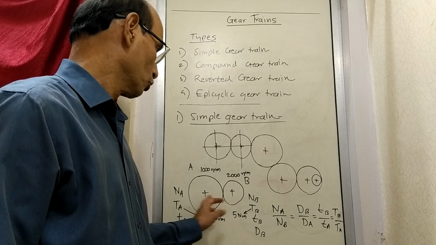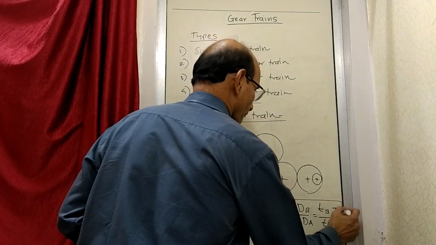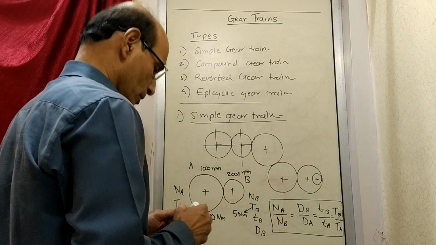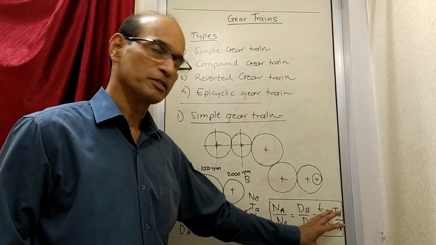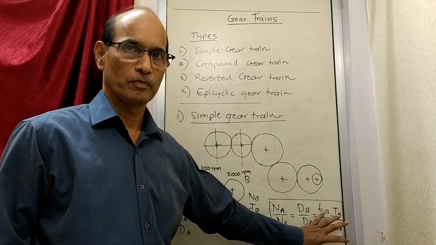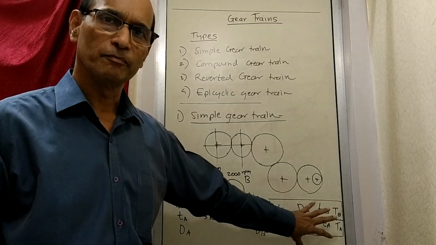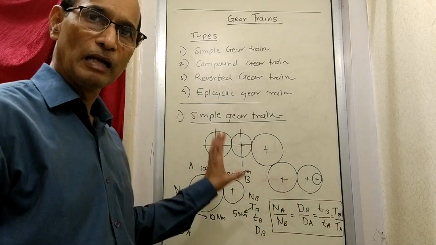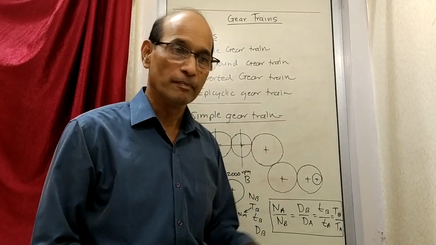Like that. So the expression we are supposed to remember is this: the speed ratio, diameter, teeth, and torque are related by this particular formula. So if you are given the speed of one, you can find out the speed of the other if the other information is given.